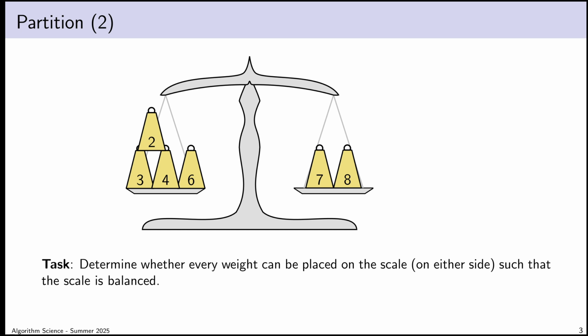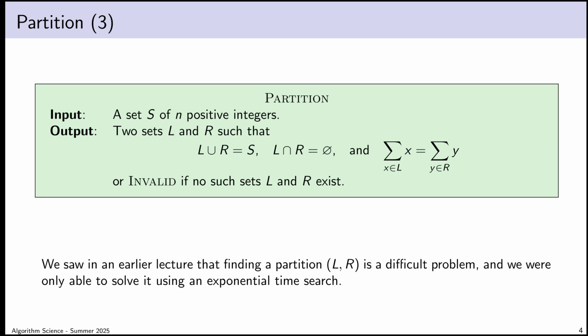Now, we already know, because we talked about this way back in lecture 12, that we can frame this problem in terms of sets of integers. So I give you a set S of n positive integers, and your job is to come up with two sets L and R, which represent the things on the left-hand side and the things on the right-hand side of the scale, such that every weight appears in either of L or R, no weight appears in both of them, and the sum of the elements of L is equal to the sum of the elements of R.